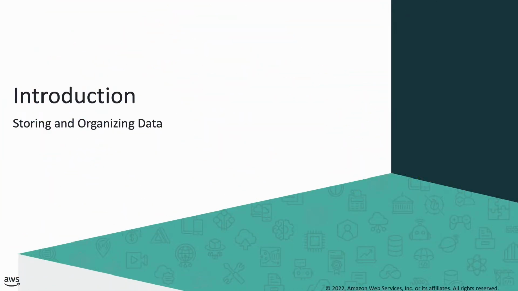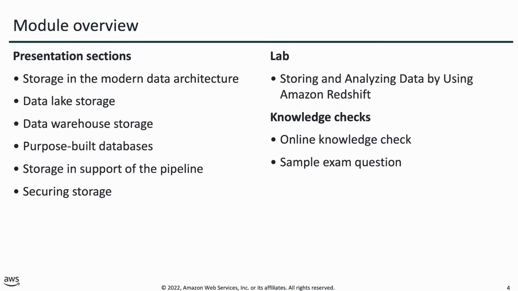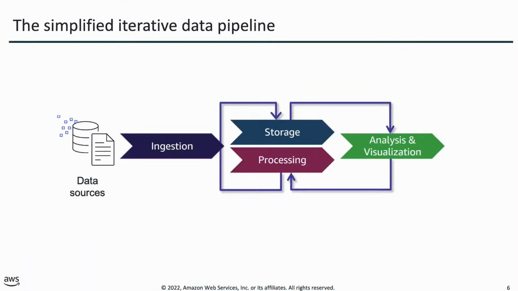All right, let's talk about storing and organizing data here next. If we dive into this particular module, we're going to discuss a few things. We're going to talk about storage types that are found in modern data architecture. We're also going to talk about different storage types, options to match the storage to your needs, and how to secure storage practices for cloud systems. These include things like modern data architecture, data lake storage, data warehouse storage, purpose-built databases, storage in support of a pipeline, and securing storage. All right, let's go ahead and first talk about storage in the modern data architecture here.